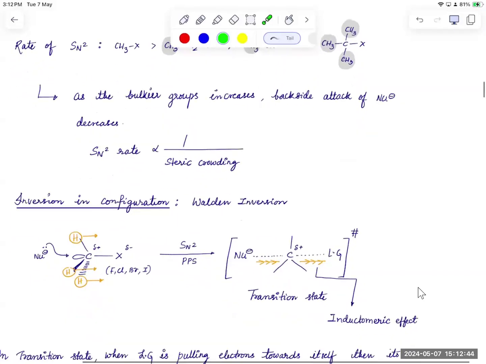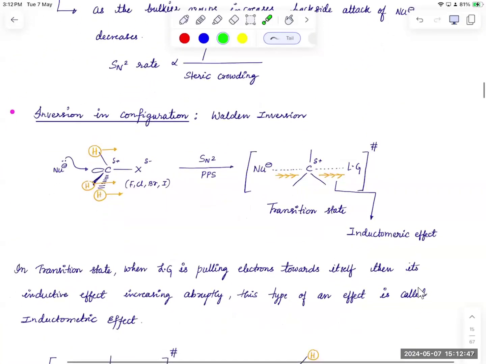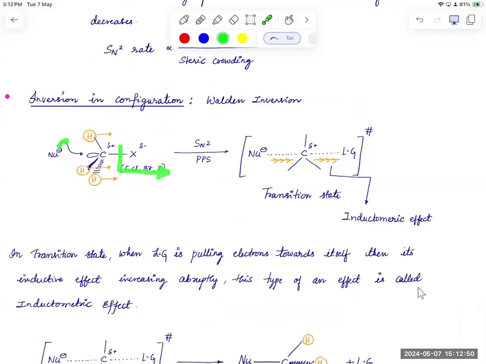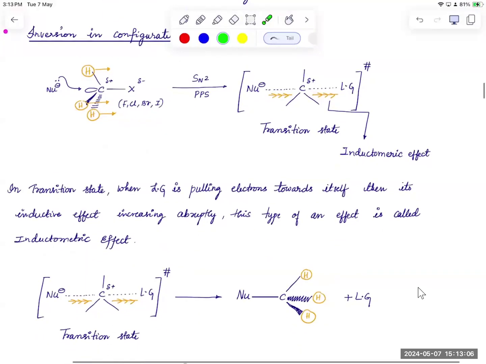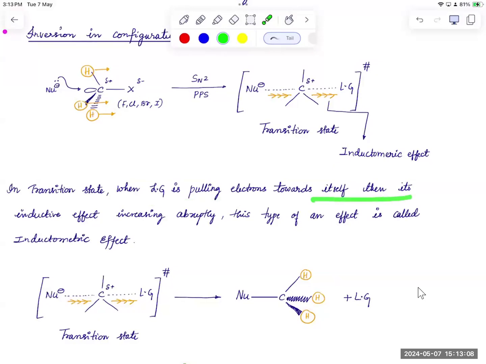Next, you can see, if this is the case here, and I'm trying to remove X here, the nucleophile is attacking into the sigma star here. This is the transition state you will get, and such a transition state effect is called the inductomeric effect. In the transition state, when the leaving group is pulling electrons towards itself, the inductive effect increases abruptly. This type of effect is called the inductomeric effect.